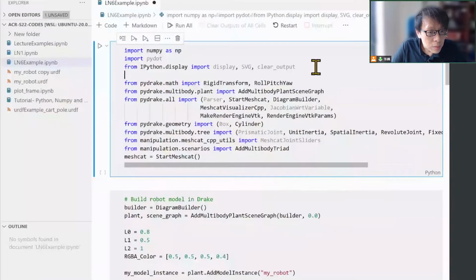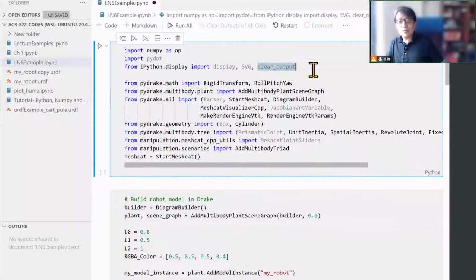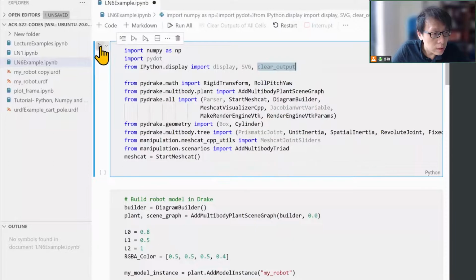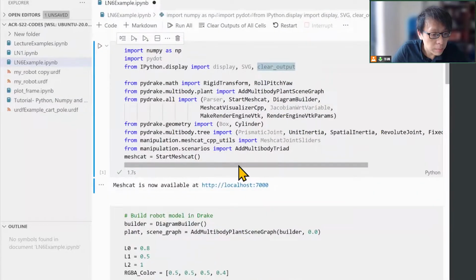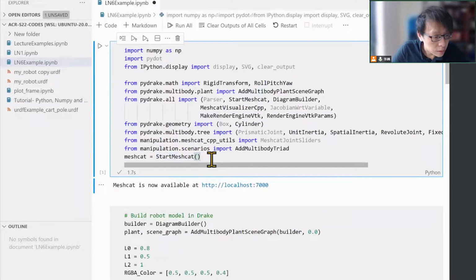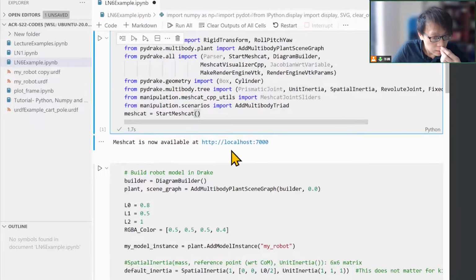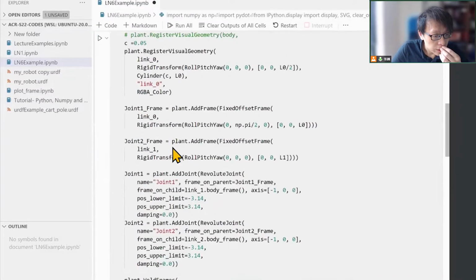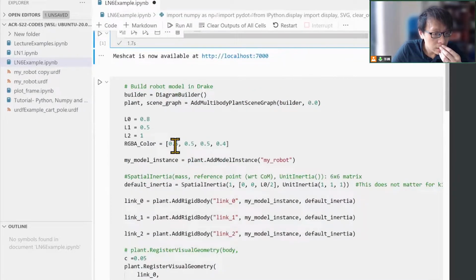First of all, you need to set up Drake. I assume you know enough background about Drake. If you don't, spend some time. I think in homework 3, we will give some problems related to Drake, and you can use it to solve many different problems. In this case, let's run this first. Let's load all the packages. I start a Meshcat visualizer on localhost. Then what I'm doing here is just building that robot, okay?